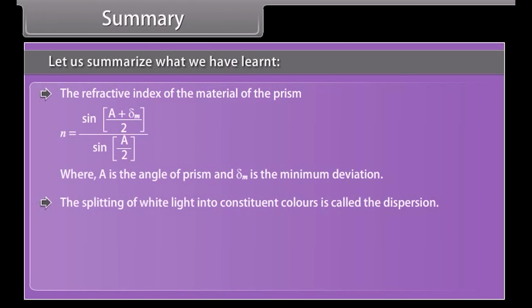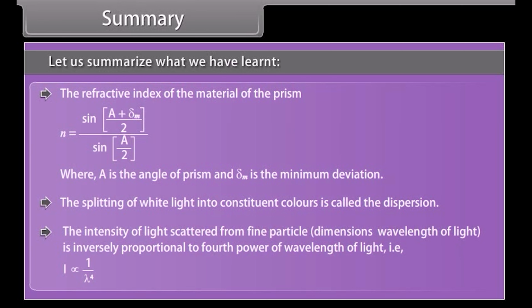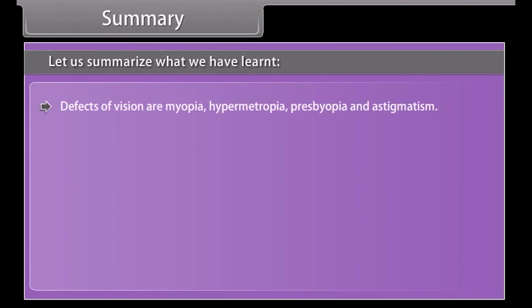The splitting of white light into constituent colors is called dispersion. The intensity of light scattered from fine particles, with dimensions much smaller than the wavelength of light, is inversely proportional to the fourth power of the wavelength of light, that is, I is proportional to 1/lambda to the power 4. Defects of vision are myopia, hypermetropia, presbyopia, and astigmatism.